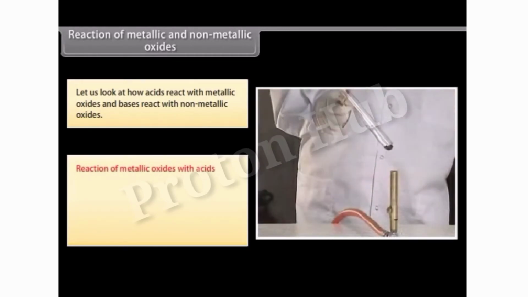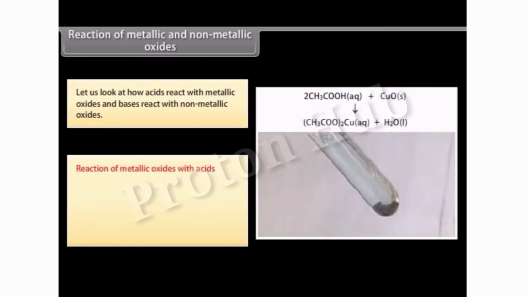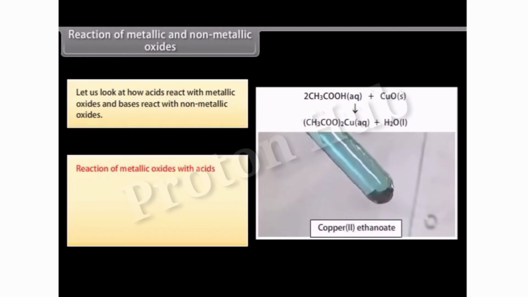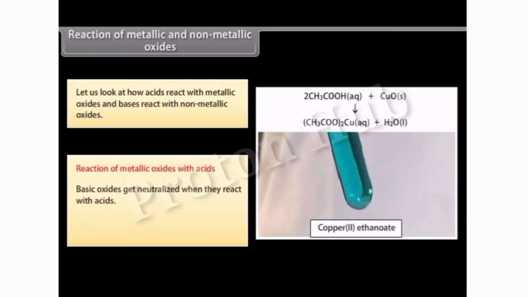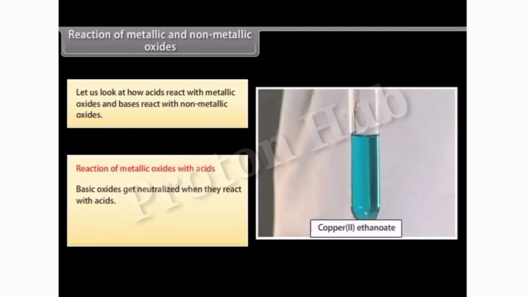Oxides that add on hydroxyl ions to their molecules are called basic oxides. These oxides get neutralized when they react with acids. Acids undergo neutralization reaction with basic hydroxides to form salt and water.